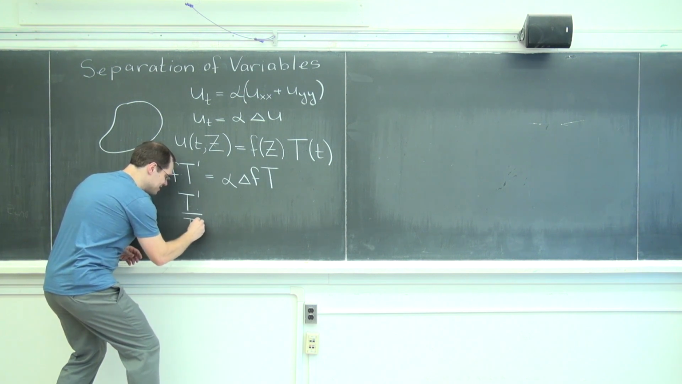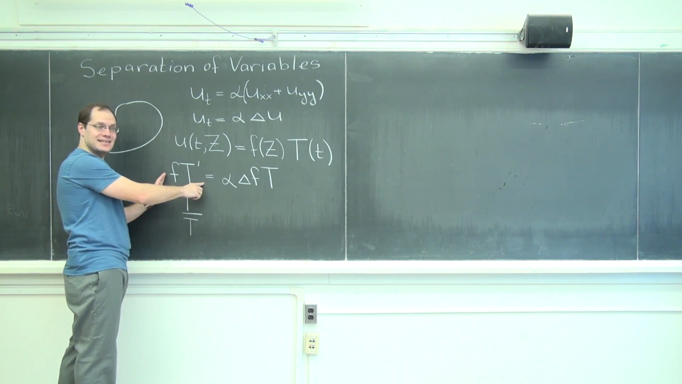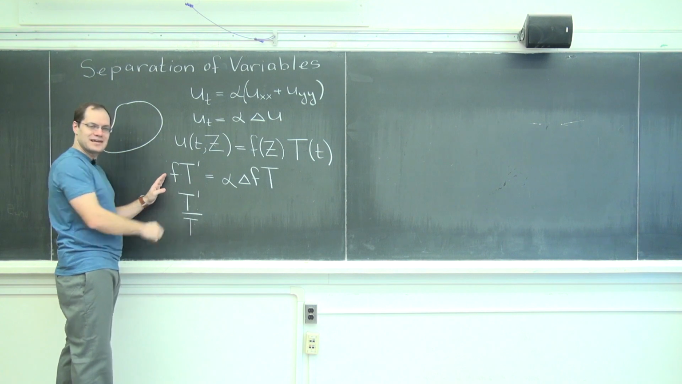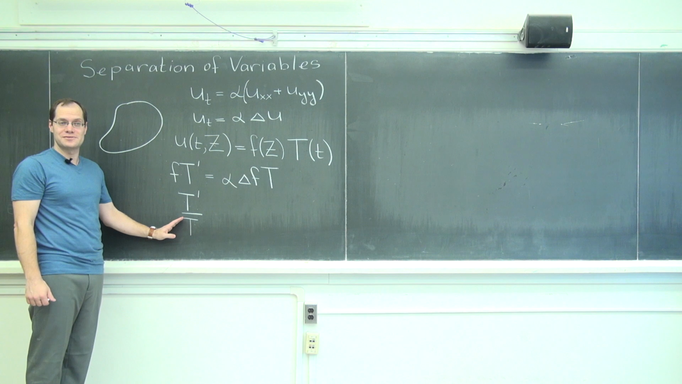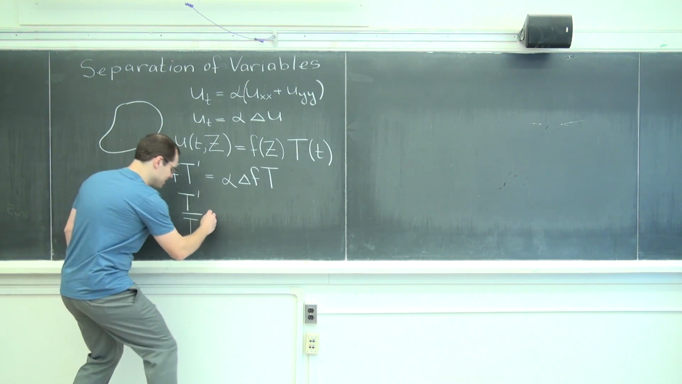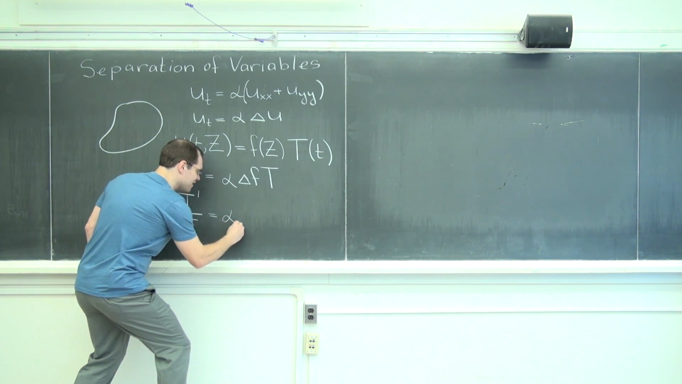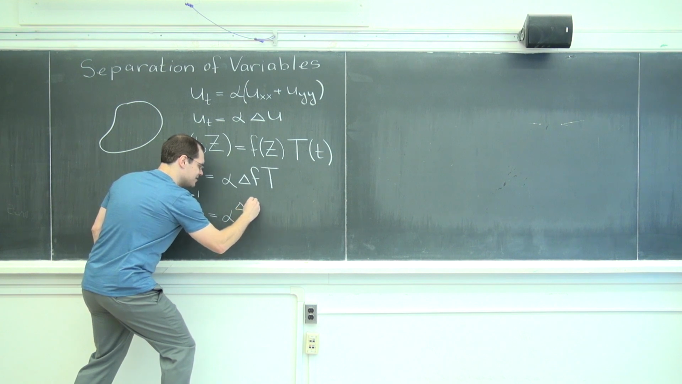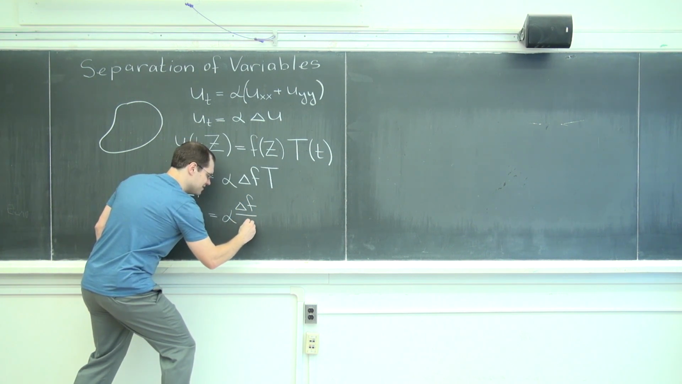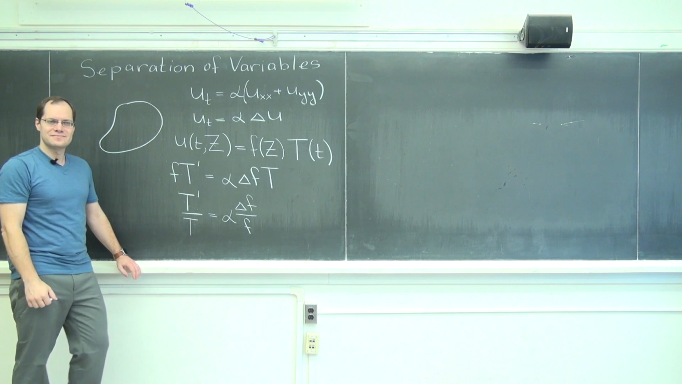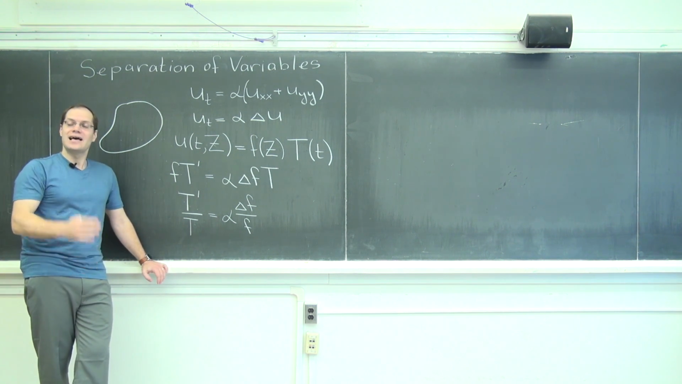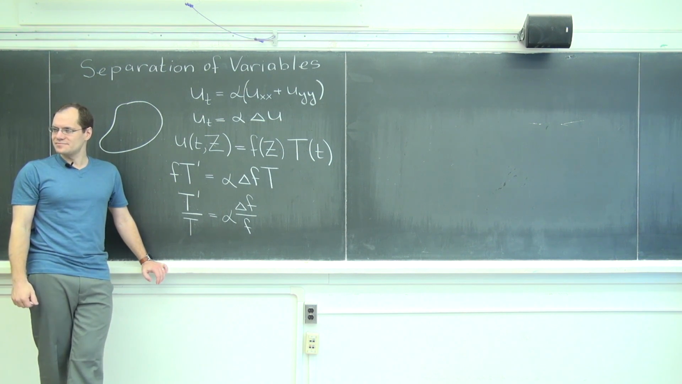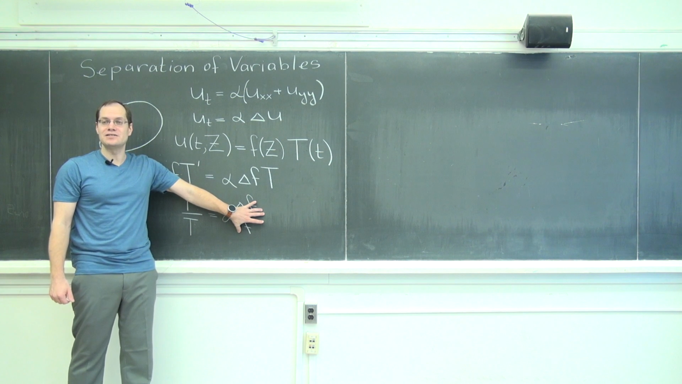Divided by T, are you guys with me? When I divide this by fT, f cancels and you have T prime divided by T. And this is a function of time only. That's how the argument goes. I happen to buy into it, equals alpha times the Laplacian of f divided by f. And that's true. This has got to hold at all times, at all points in space. So no way could this depend on x and y.